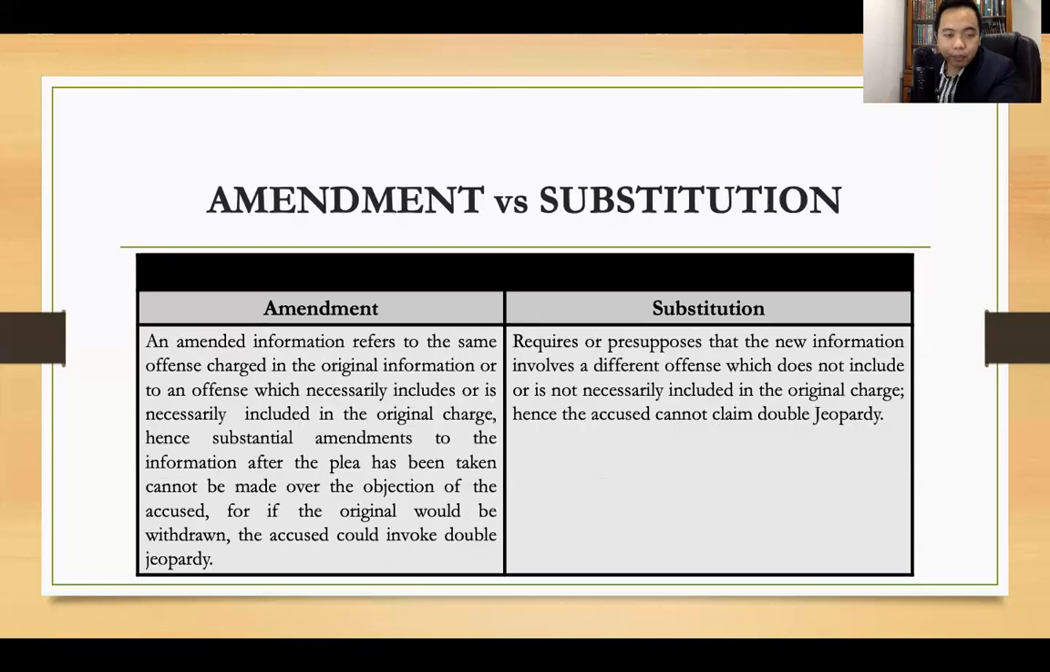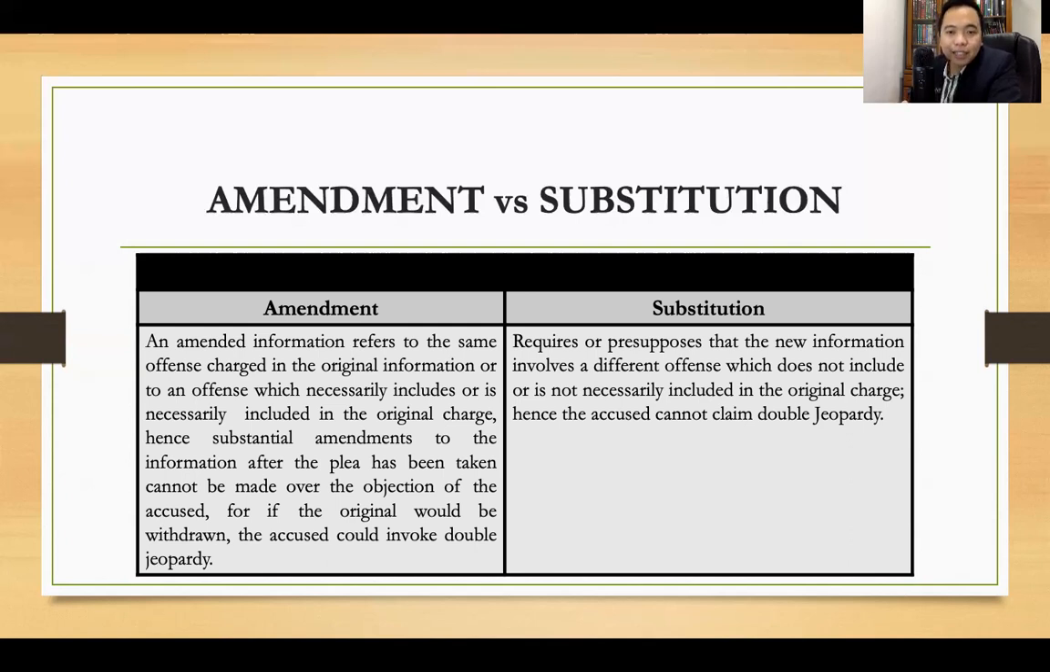Now, an amended information refers to the same offense charged in the original information or to an offense which is necessarily included in the original charge. Hence, substantial amendments to the information after the plea has been taken cannot be made over the objection of the accused. For if the original would be withdrawn, the accused could invoke double jeopardy.